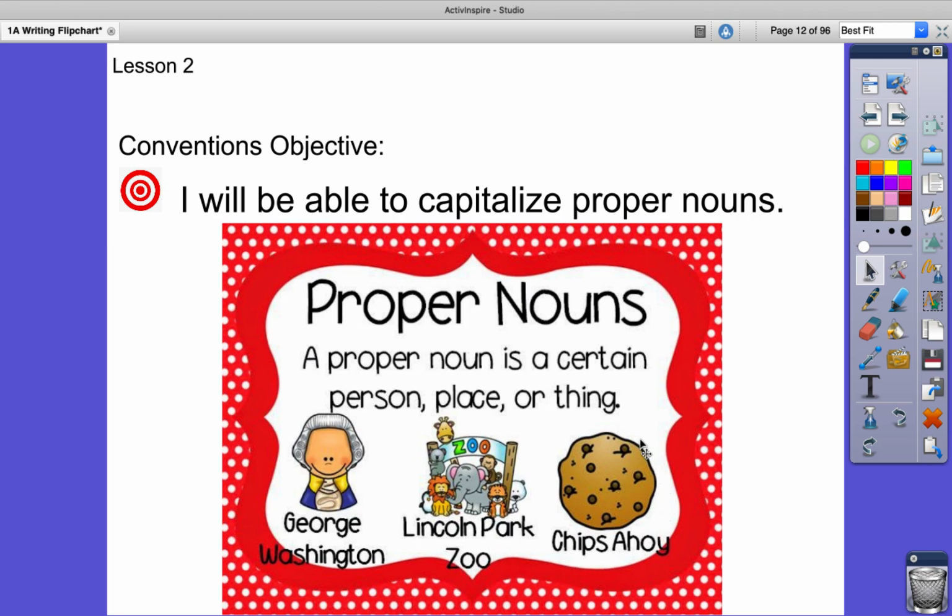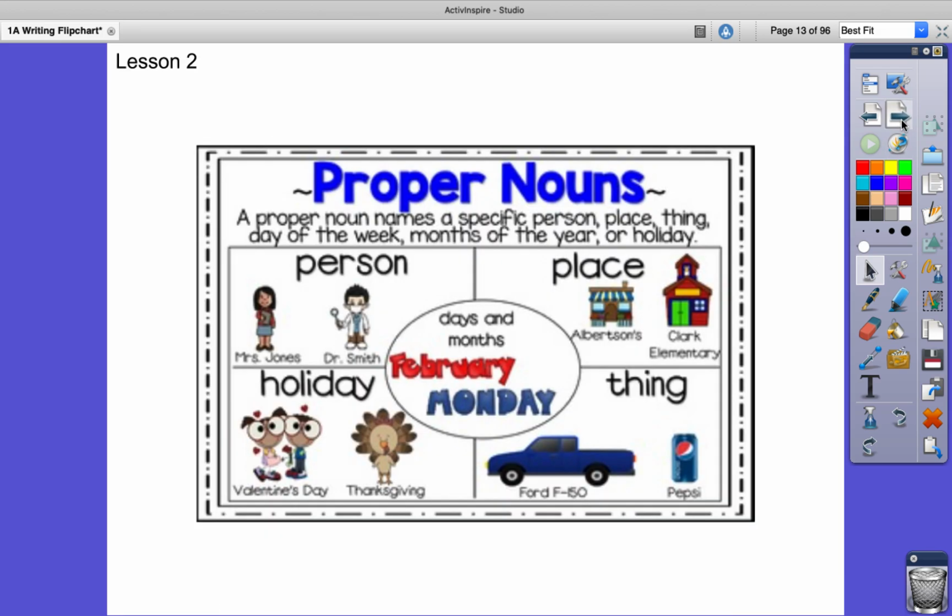Okay, my last example. If I were to say I love to eat cookies, I would not have to capitalize the C in cookies. However, if I were to say I love to eat Chips Ahoy, I would have to capitalize the C in chips and the A in Ahoy because I'm naming a specific brand of cookies. Okay, so again, proper nouns name a specific person, place, thing. They can also name the day of the week or months of the year or holidays.